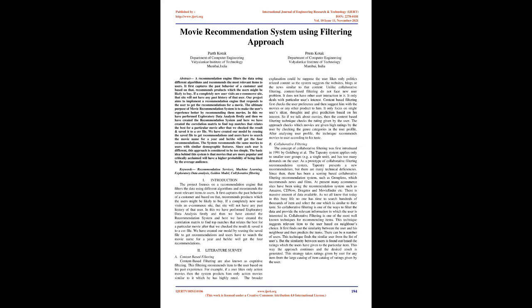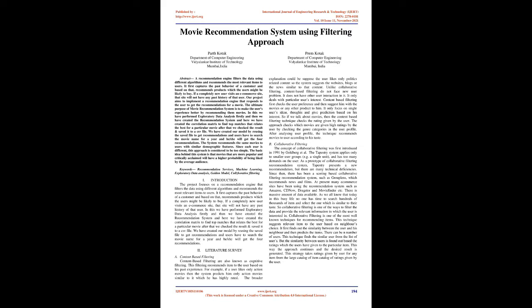For example, suppose the user likes only politics-related content, so the system suggests websites, blogs, or news similar to that content. Unlike collaborative filtering, content-based filtering does not face the new user problem. It does not have other user interaction in it. It only deals with the particular user's interest.